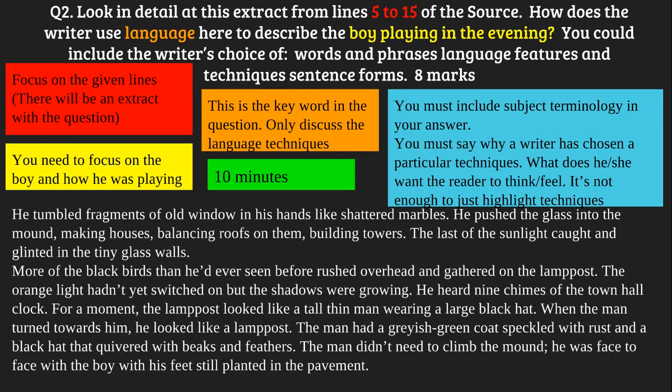Once you pick that feature out, once you've got your quotation in there, say why the writer has chosen those techniques. Why would the writer use it? What does he want you to feel as a reader? It's not just enough to highlight or pick these techniques out. The marks are going to be found in when you discuss why the writer's using them. So it's almost like two parts of the answer. First one is you identify the techniques. Second one is you say why the writer uses that technique.